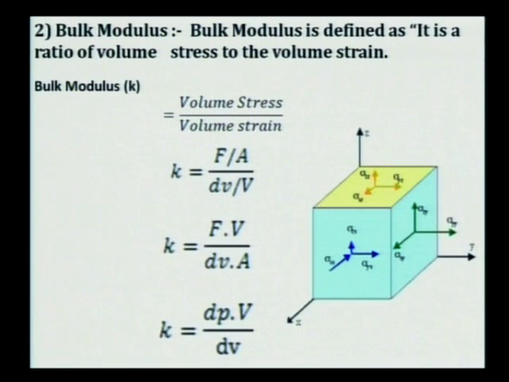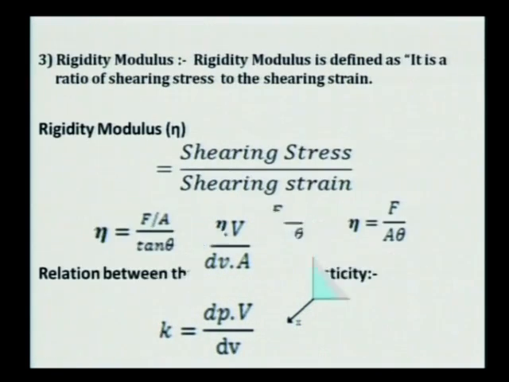Then bulk modulus is equal to volume stress divided by volume strain. Volume stress is nothing but force upon area. Volume strain is nothing but change in volume divided by original volume. Therefore K is equal to F into V divided by dV into A. But force divided by area is equal to pressure, so K is pressure into volume divided by change in volume. Bulk modulus is denoted by K.